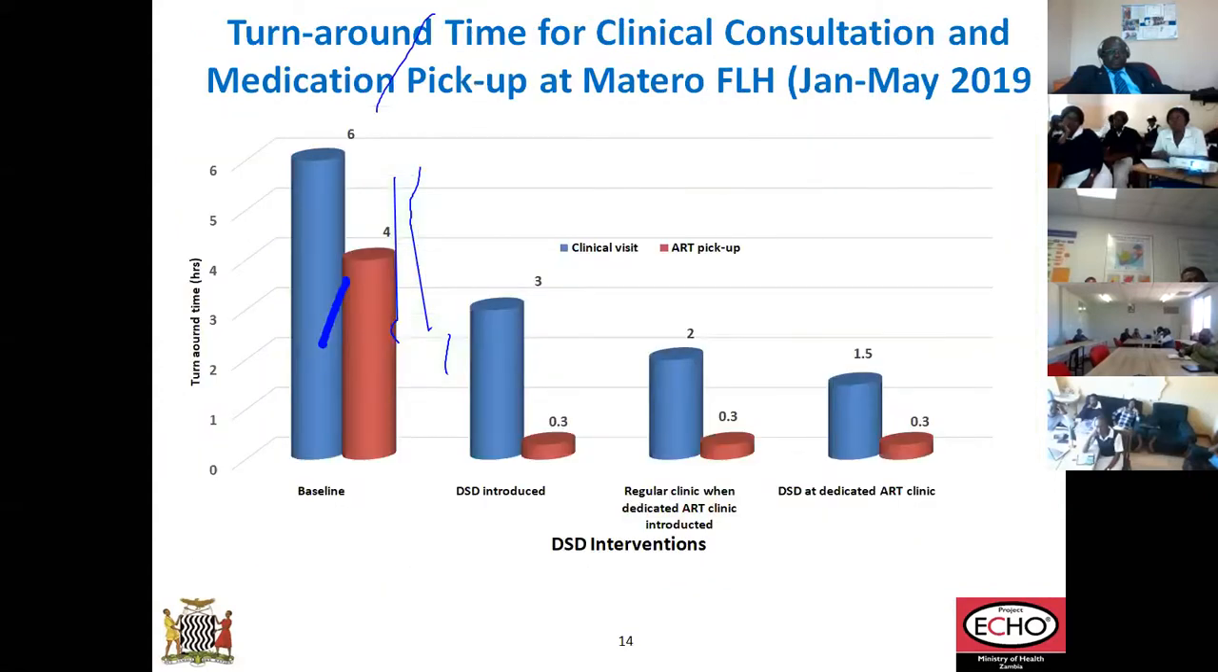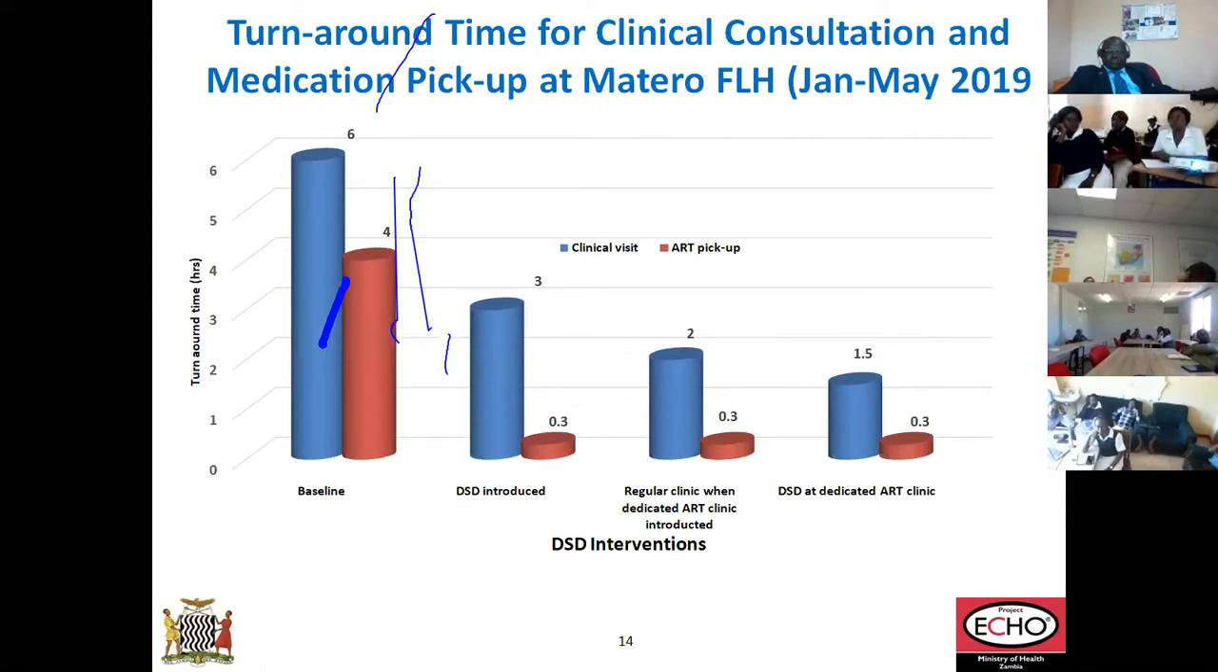Next slide. And so this is just giving you some of the data on how successful we have been so far. When we started at the facility, the waiting time for clinical assessment was about 6 hours, and the waiting time for refill and pickup of medication, or the turnaround time, was about 4 hours. When we introduced the DSD fast track model, the waiting time for clinical assessment came down to 3 hours, and the turnaround time for pickup of medications was reduced to 20 minutes. So from 4 hours to 20 minutes.